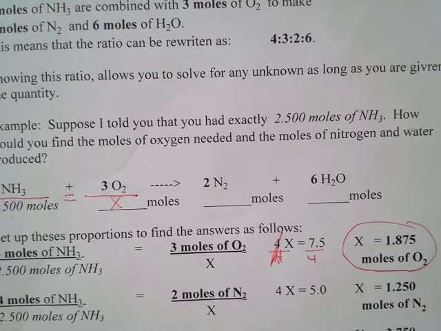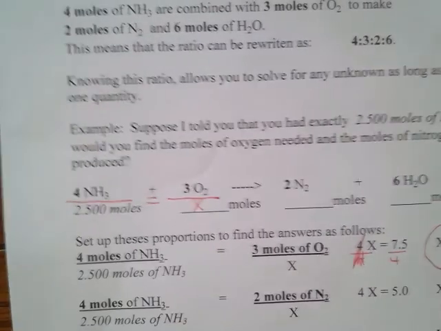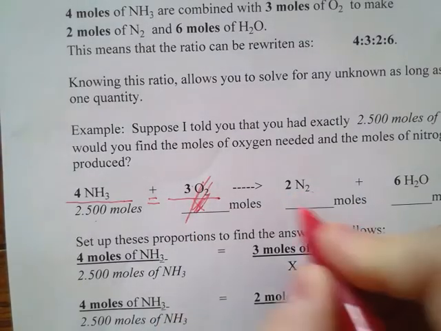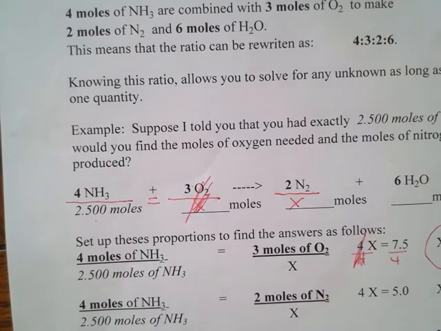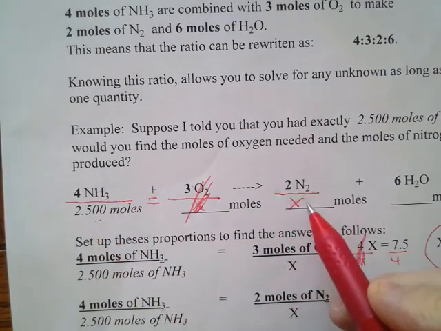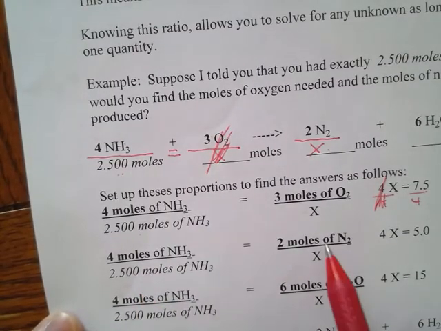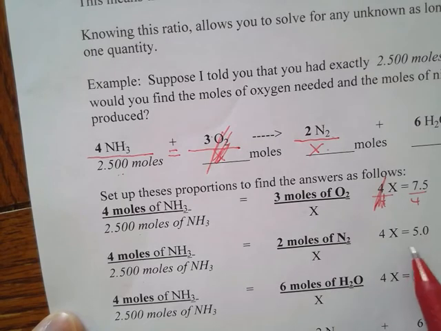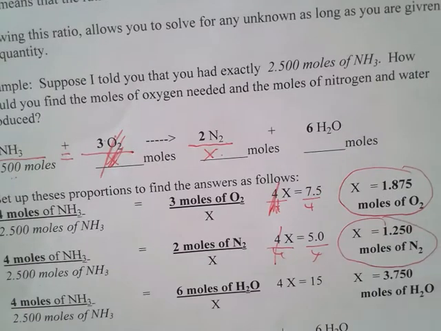Now, let's do the same for the nitrogen. Let's put a line under the nitrogen and put an x there instead. So now my ratio is 4 over 2.5 is equal to 2 over x. And I have that right here. 4 over 2.5 equals 2 over x. Cross multiply, I get 4x is equal to 5. Divide both sides by 4, and I get 1.250 moles of nitrogen.